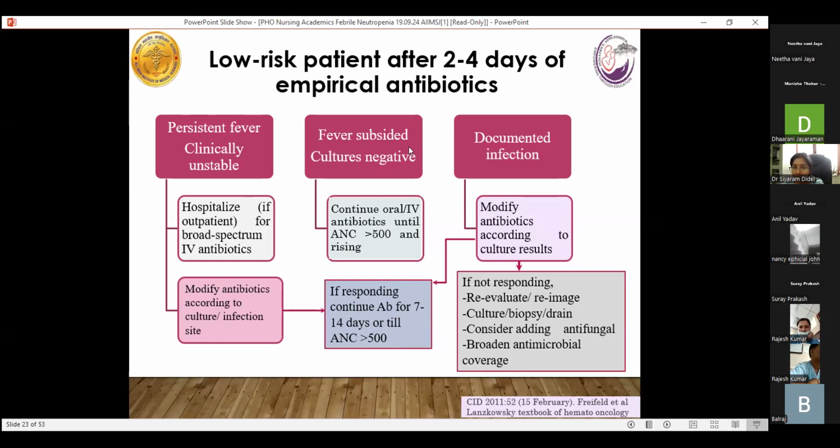But if the fever has subsided and cultures are negative, we continue the oral or IV antibiotics till the ANC is more than 500. But if documented infection is there, that is, the cultures come positive, then we have to modify antibiotics as per the culture results, and then we have to see the response. If the response is there, we continue antibiotics. If there is no response, then we have to restart from the first step and reevaluate the patient. We do reimaging, we do cultures, biopsy, drain, and also consider adding antifungals.